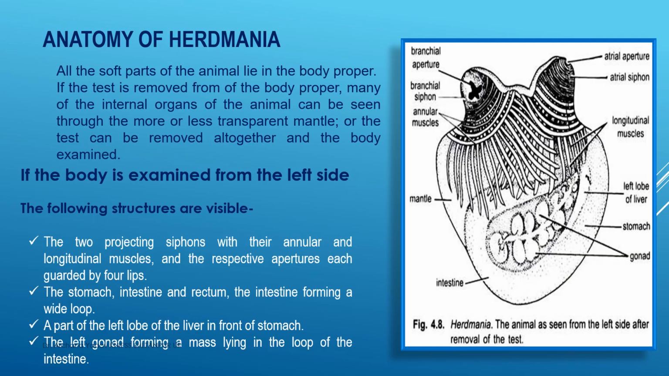Now about the anatomy of Herdmania. The whole body of Herdmania can be divided into two parts. One is the body proper and second is the foot. The body proper projects into the sea water and the foot is embedded in the sea bottom. All the soft parts of the body lie in the body proper. If we remove the test of the body proper, many of the internal organs of the animal we can see.